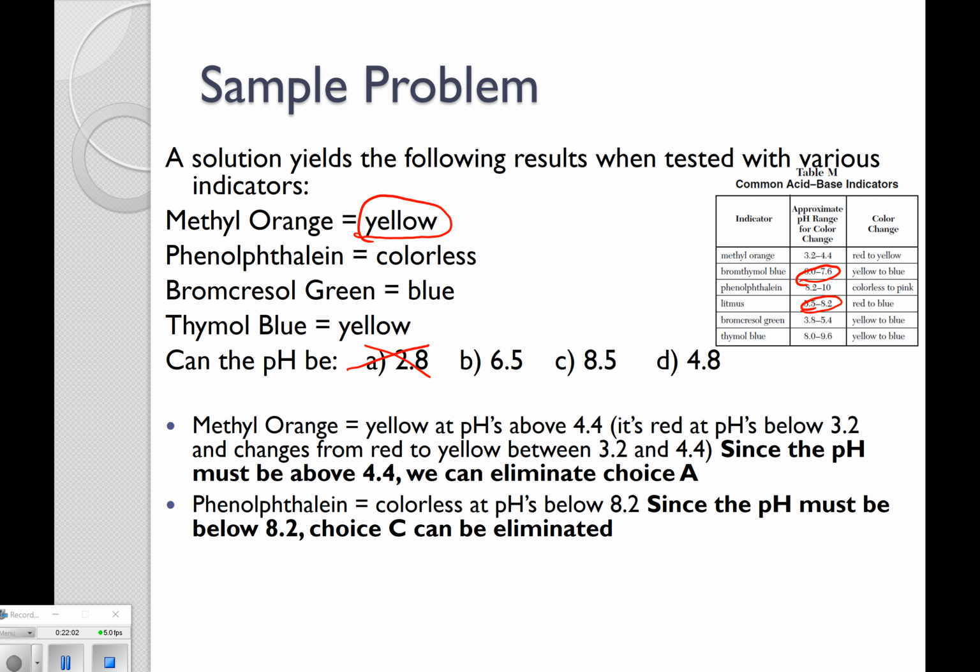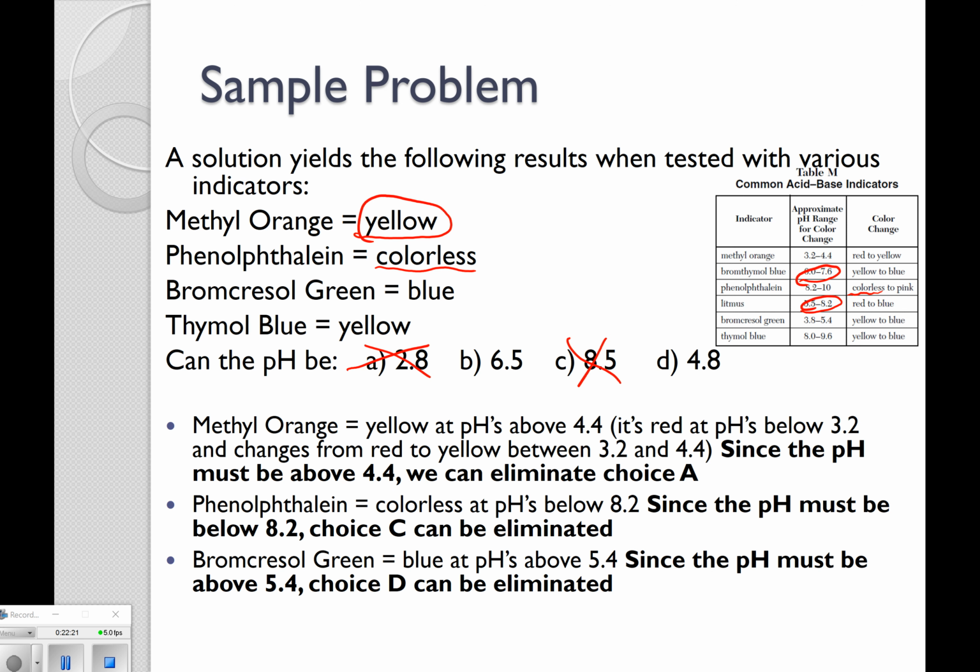Phenolphthalein is colorless at pHs below 8.2. So we see that here, colorless below 8.2. Since we got a colorless result, 8.5 is not going to work because that's higher, and therefore we would have gotten a pink result. Bromcresol green is blue at pHs above 5.4, and that's what we got, a blue result. Therefore, we can eliminate D because that is less than 5.4.